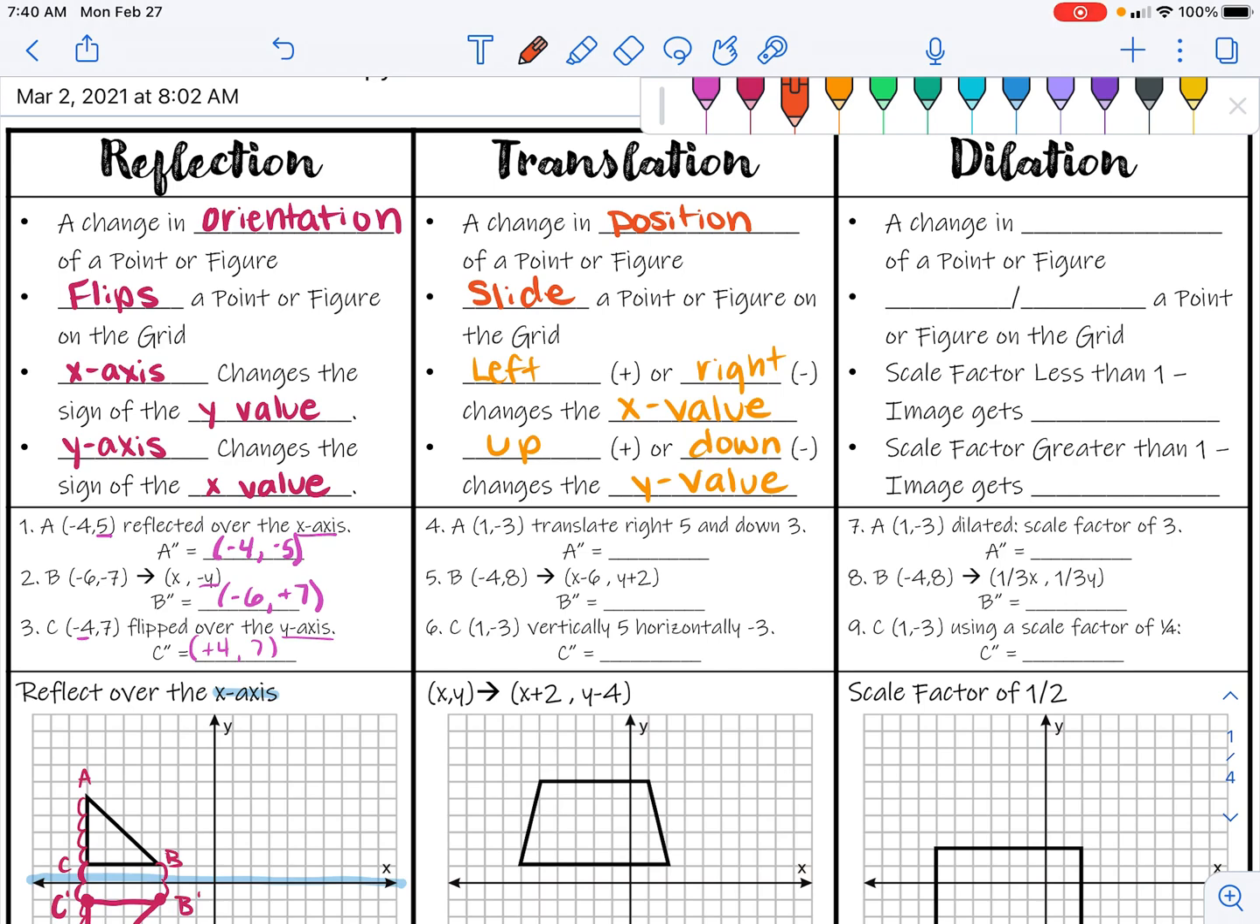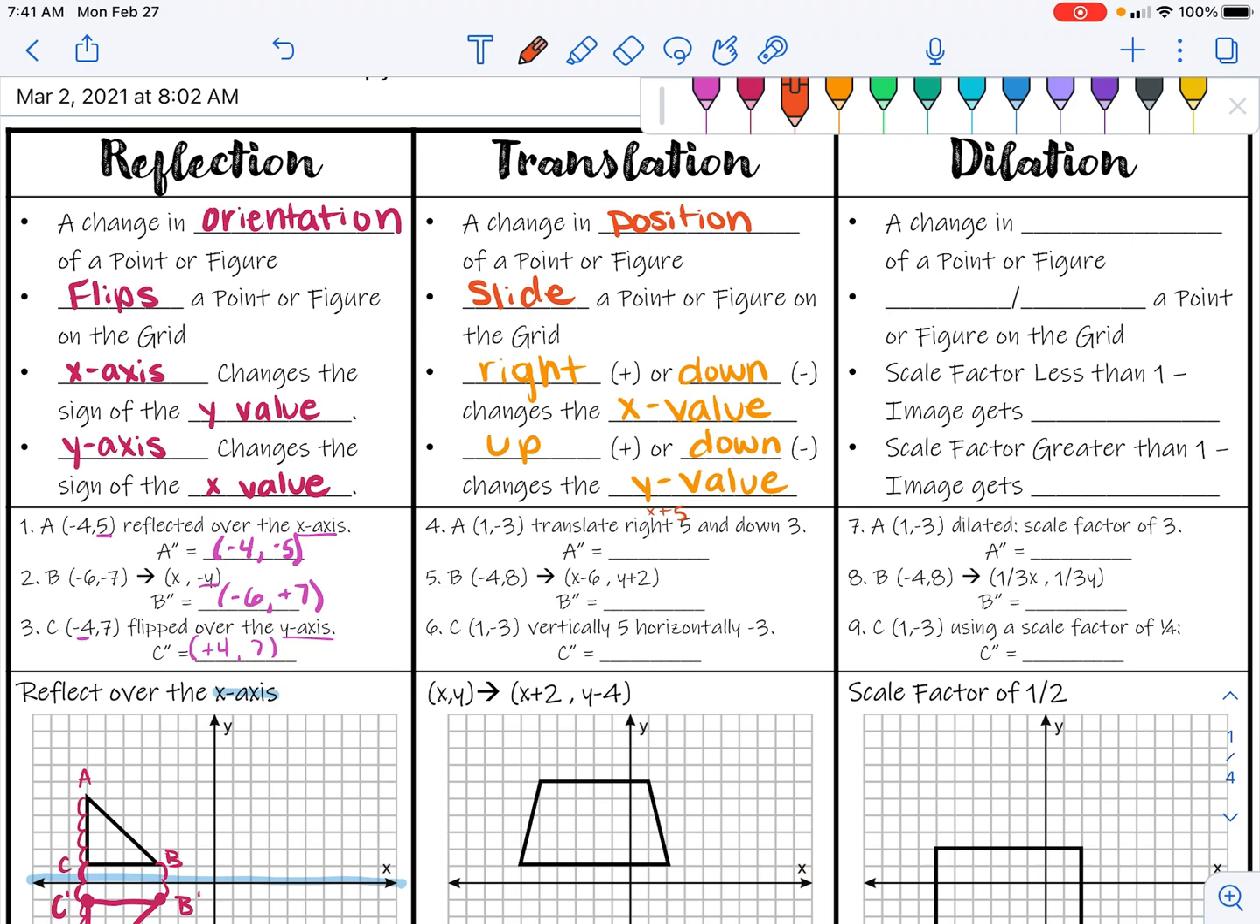This says translate right 5. Right 5 means x plus 5. I have this backwards up here. My apologies. Right was positive, and down was negative. I'm so sorry for the miswrite there. I didn't see the signs.